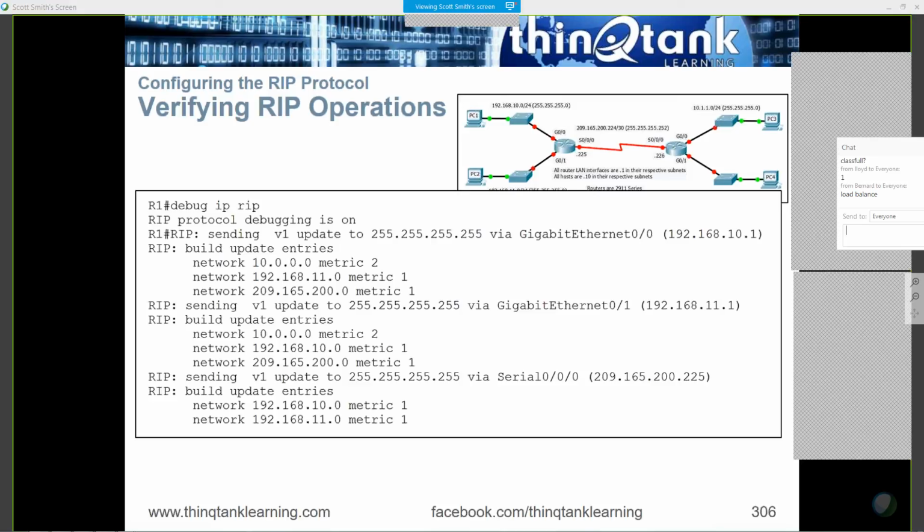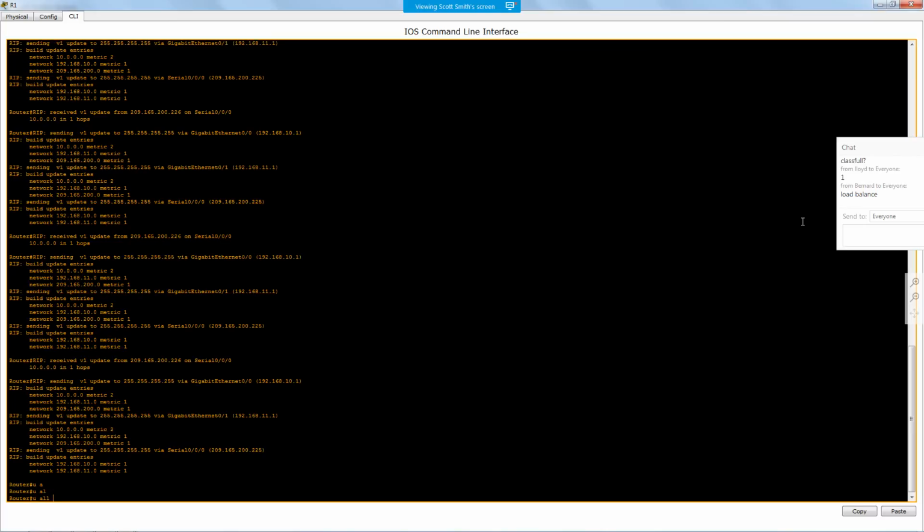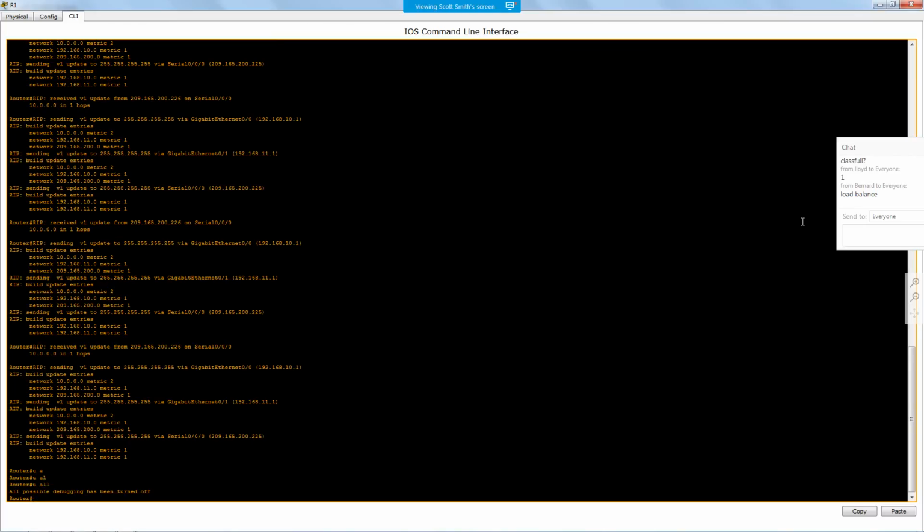Okay? If you want to turn off, we do want to turn off our debugs because we don't want them to keep going. Just type U space ALL. Not YOU, just the letter U. That stands for undebug all. You could also do a no debug IP RIP, but undebug all turns off all your debugging.